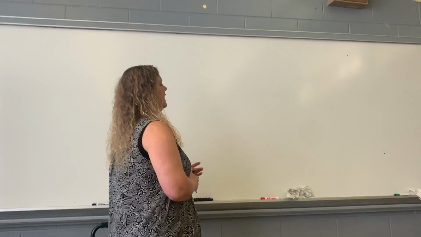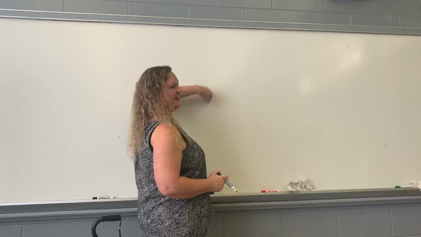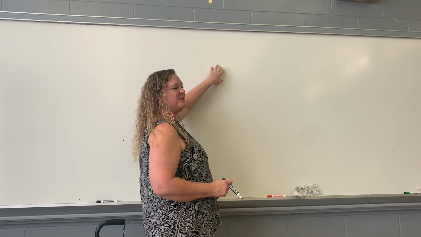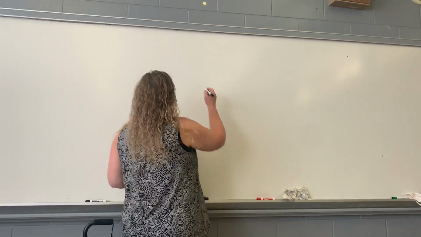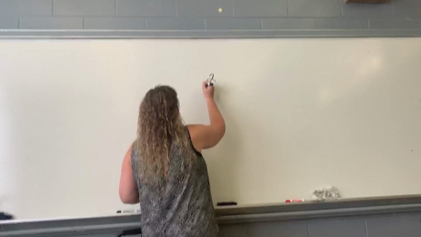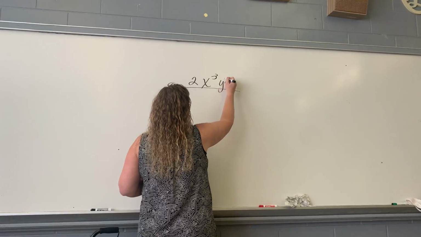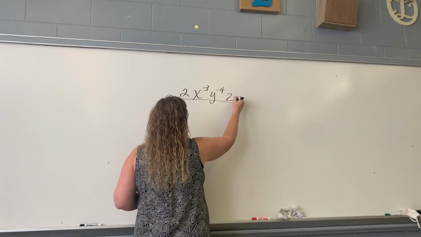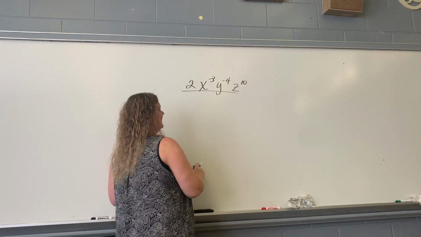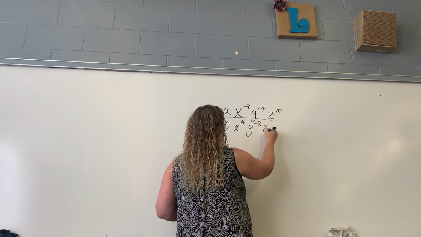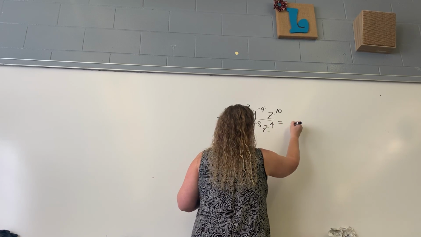What we want to do today is we're going to add some numbers up front. Y'all done got some numbers up front. And then we're also going to do power to power with dividing. So let's work on one of those problems. So let's have 2x to the negative 3, y to the negative 4, z to the 10th over 10, x to the 4th, y to the negative 8, z to the 4th.